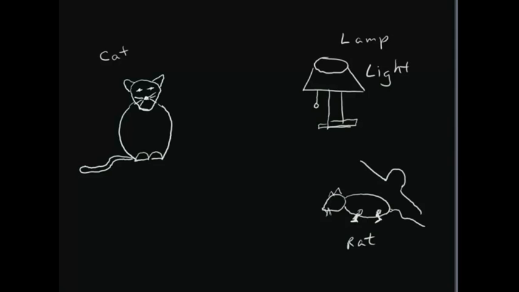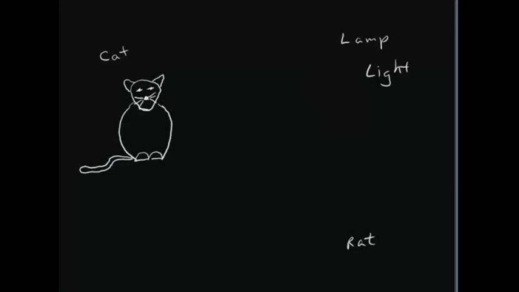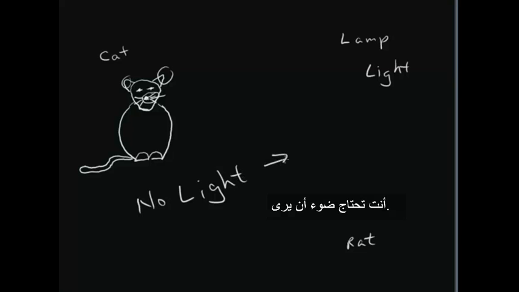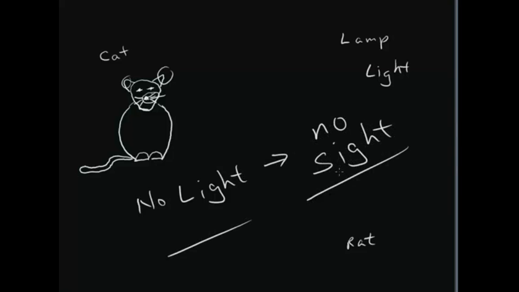Now, if there is no light, then the cat cannot see. It needs a little bit of light in order to sense it. Now, it might have extremely good hearing, extremely good sense of smell, but in order for it to see, there has to be some light. So remember, no light, no sight. You have to be able to have some light in order to see.